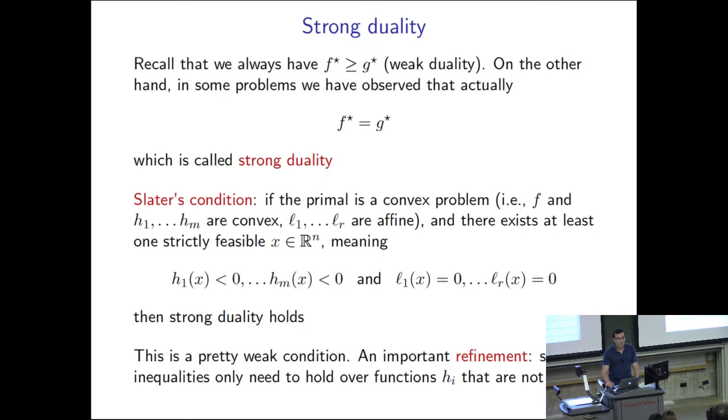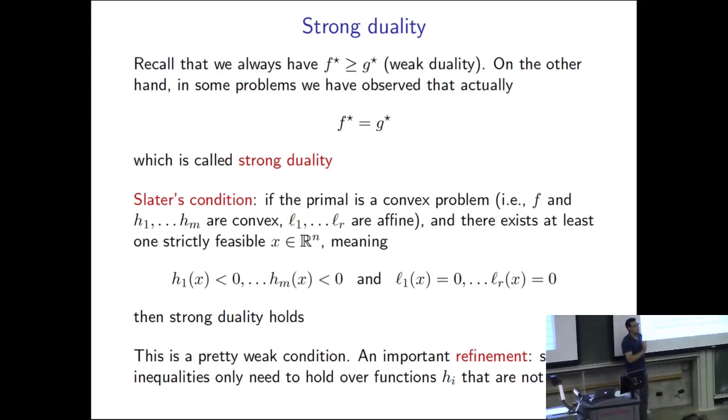It's very pathological that this doesn't happen for convex problems. So you'd have to design pretty odd constraints for that to be the case. And there's an important refinement of Slater's condition, which is kind of obvious if you were to think about what this means for convex problems. Some of these may be affine.